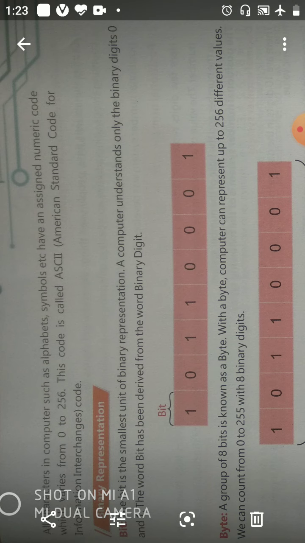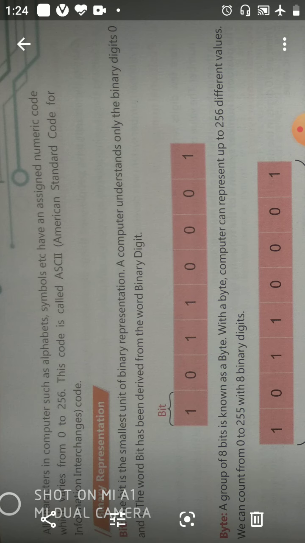With a byte, a computer can represent up to 256 different values. We can count from 0 to 255 with 8 binary digits. So a byte represents the values from 0 to 255. So a total of 256 different values can be represented by a computer using 8 bits or 1 byte.